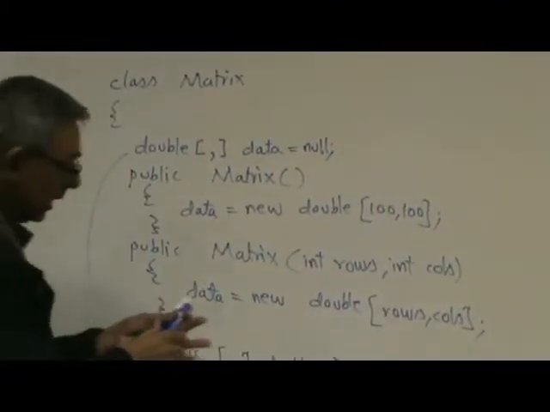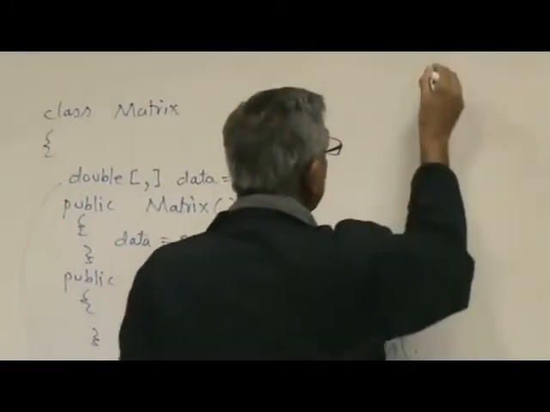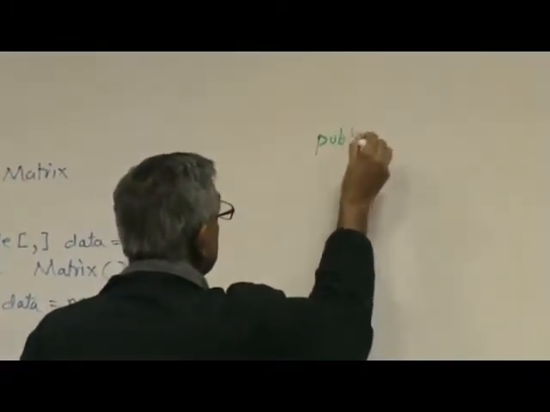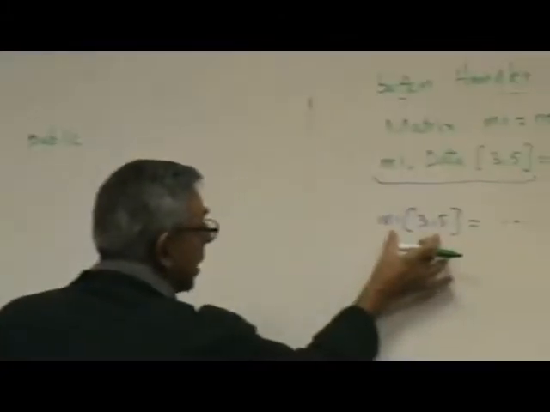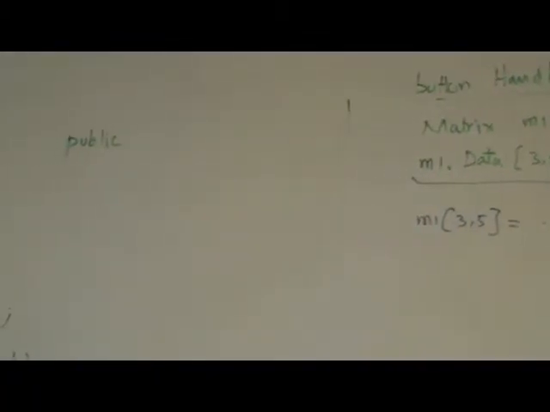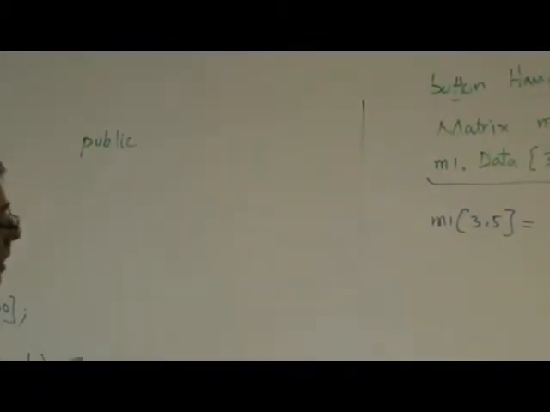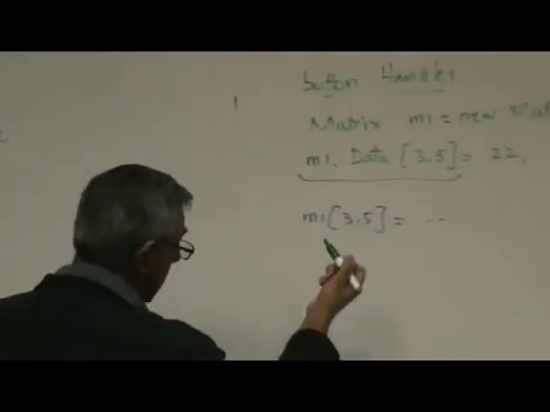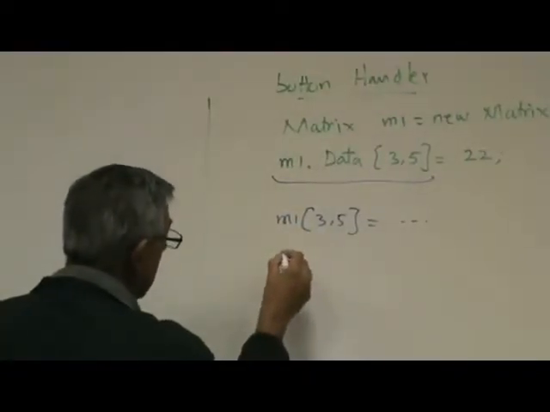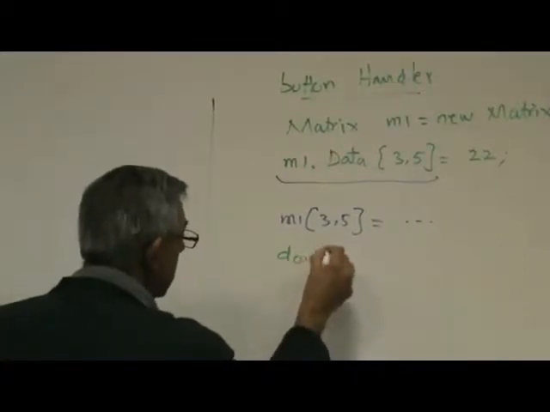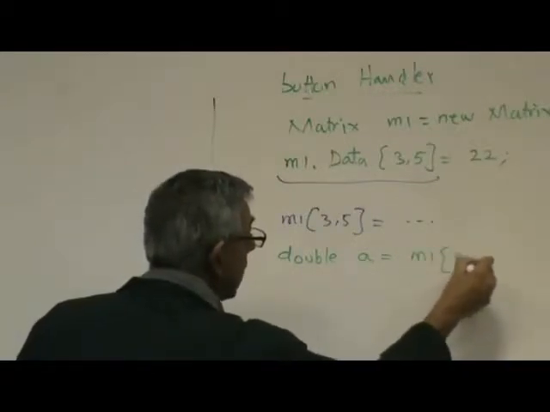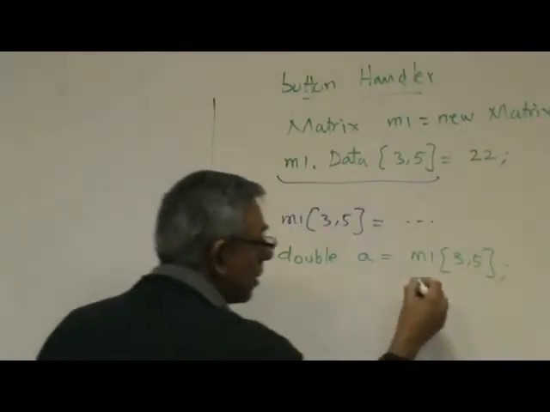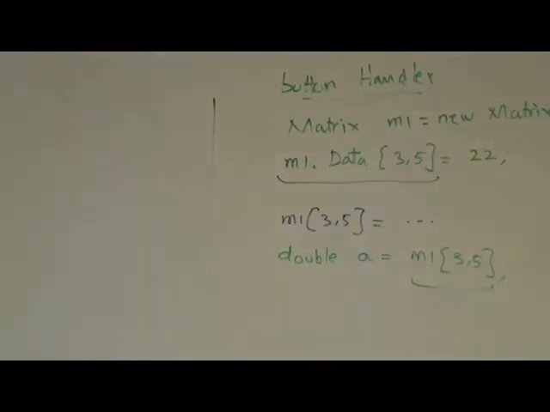Okay, so now let's go to the matrix class and define an indexer. So if you remember, the indexers are written like a property. Okay, so if we are allowing somebody to write it like this, first let me take the easy part first. So suppose we wanted to say double, let's say, something A equal to M1 of 3, 5. Okay, so we are triggering the indexer. What kind of data will it return?